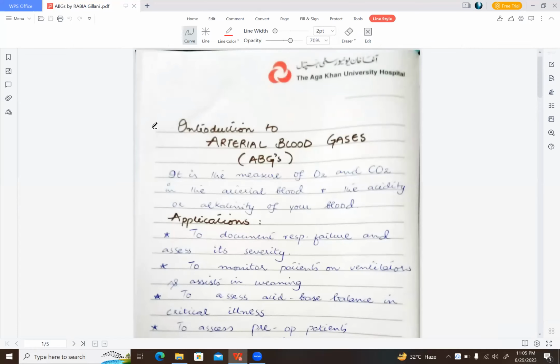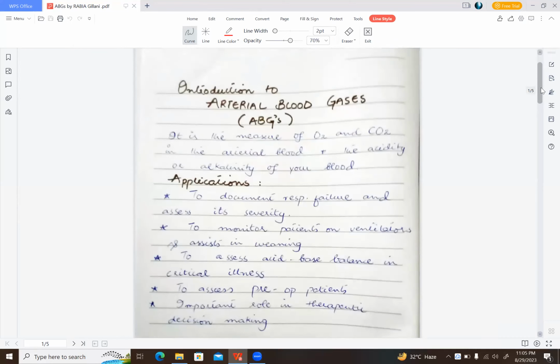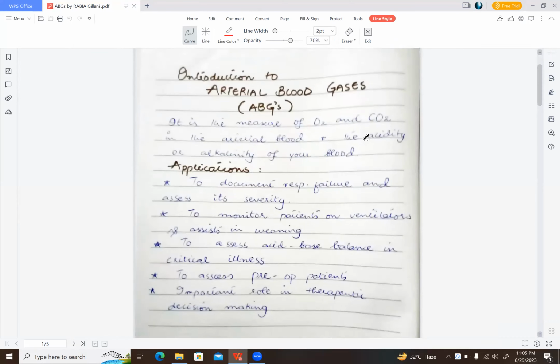This is my handwritten notes. I just want to make things easy for you. It's not so good quality, but hope you will understand what is the arterial blood gas. First of all, I want to give you the concept that it is the measure of the oxygen and carbon dioxide in your arterial blood, and it is the pH, that is the acidity or alkalinity of blood.